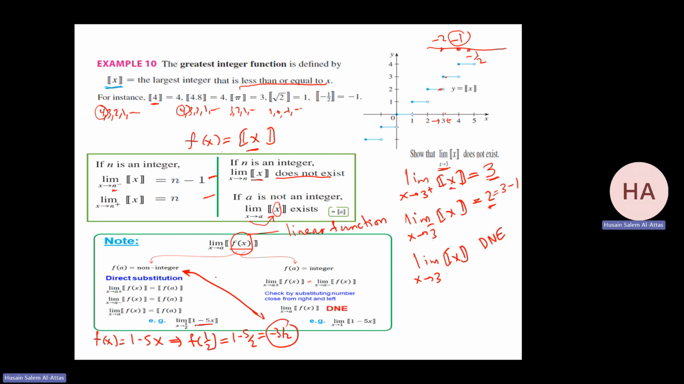So what will be the limit as x goes to half of the greatest integer of 1 minus 5x? You just plug it in. It will be the greatest integer of minus 3 over 2, which is minus 1.5. So the answer is minus 2. The answer is minus 2.